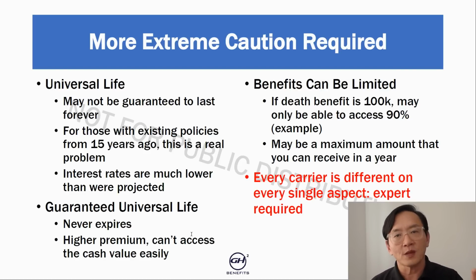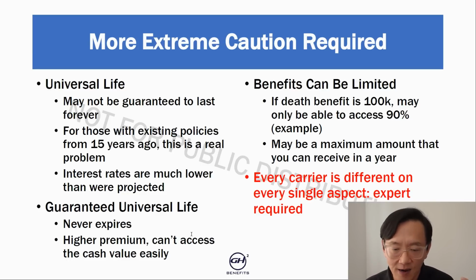In other words, one of the bells and whistles, one of the features of universal life, is the fact that you can borrow against that money that sits in your cash value. Well, under guaranteed universal life, it is much more difficult to do so. There are additional reasons to be careful with life insurance with living benefits, and that is that the benefits can be limited. So you can see the example here. If your death benefit is $100,000, you may only be able to bring forward $90,000 once you start activating it.